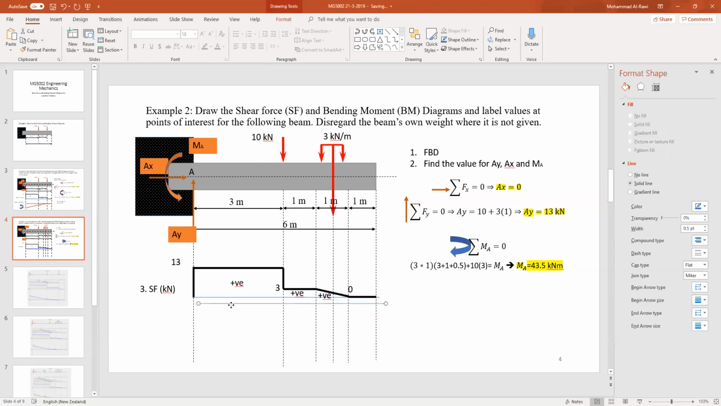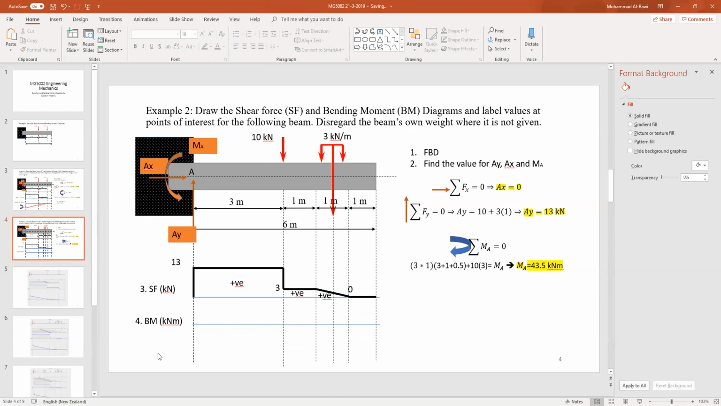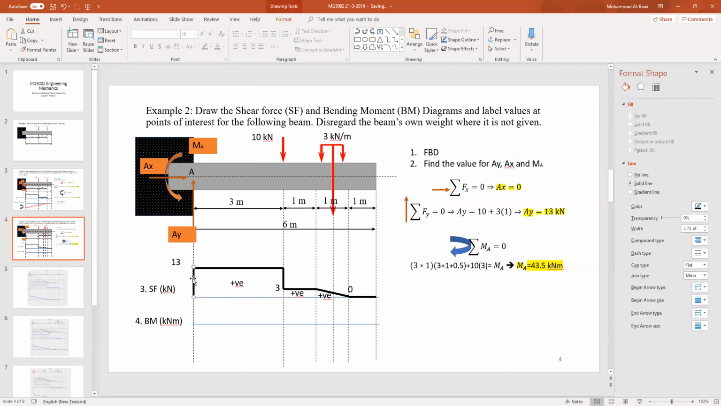If we continue to find the bending moment diagram, step 4, I'm just copying this and we'll edit it very quickly. So step 4 will be bending moment, and kilonewton meters are the units. Very important to specify the units. The moment we got is 43.5. I'm sketching this as clockwise, so this one is actually anticlockwise, so it's going negatively downwards.